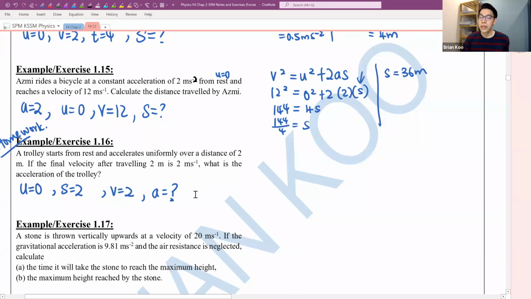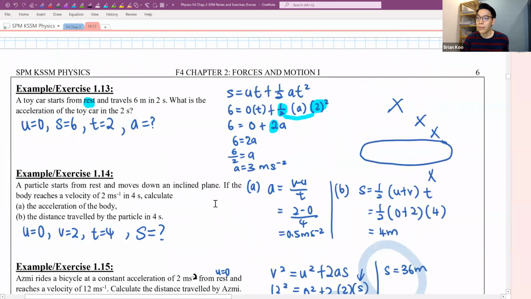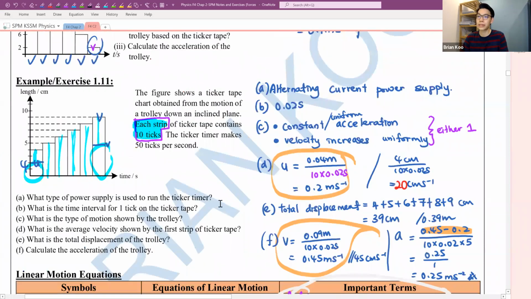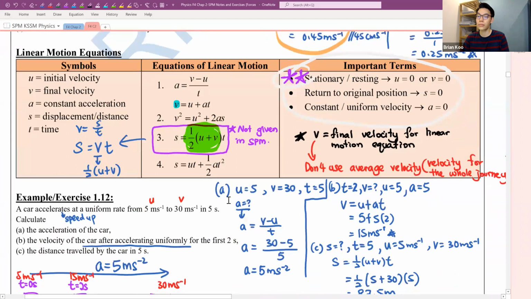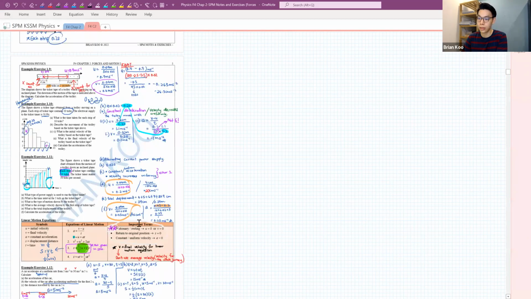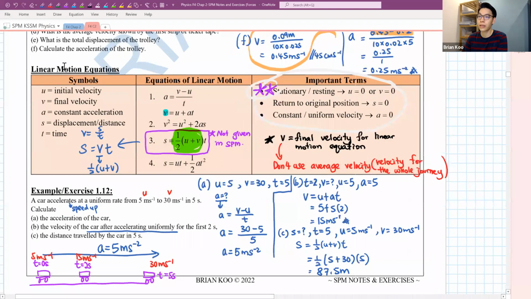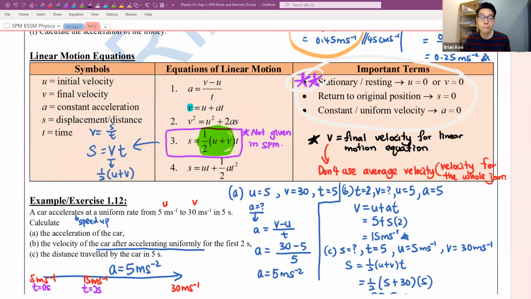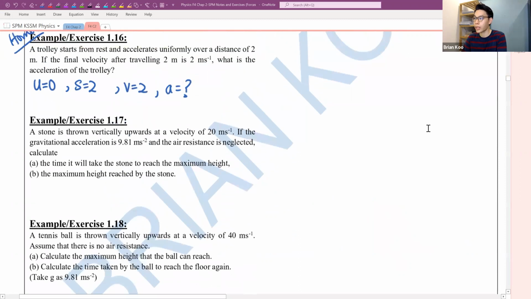Okay, before we continue, let me pull out my formula first. I thought I screenshot it. Okay, never mind. Wait. Okay, let me paste it down here so that you all can see.